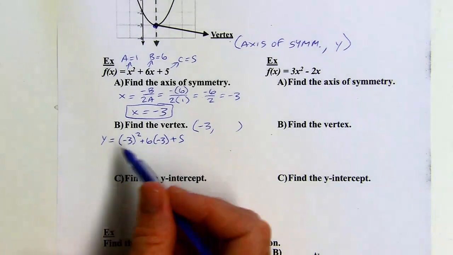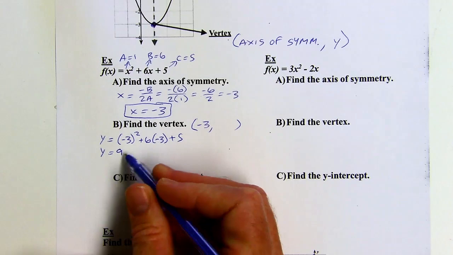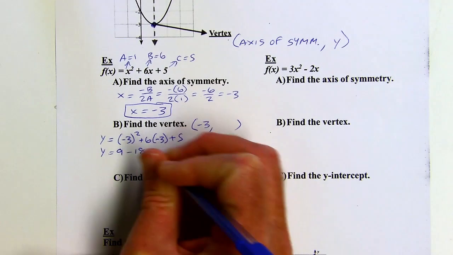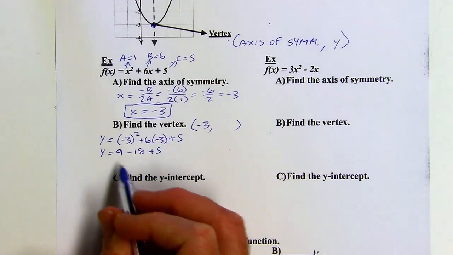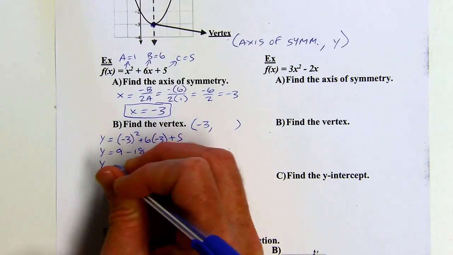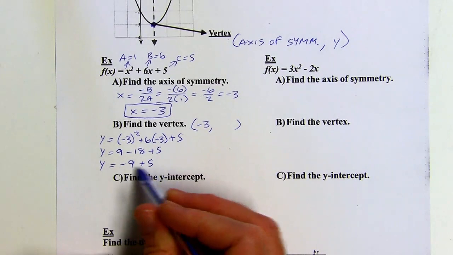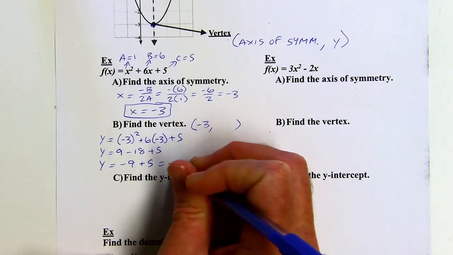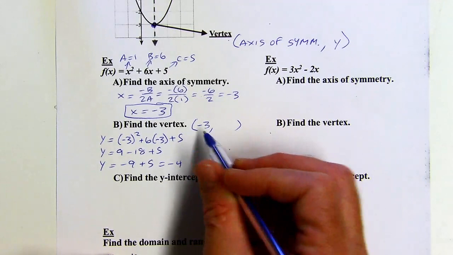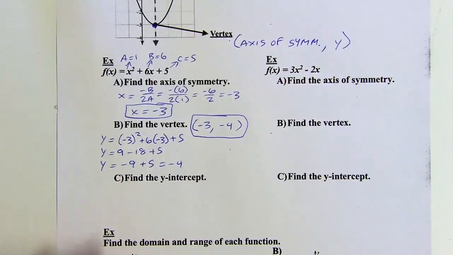So let's see. I'm going to do the exponent first. Negative 3 squared is positive 9. Then I'll do this multiplication. 6 times negative 3 is negative 18. And then I'll do the subtraction, which would give me negative 9. And then finally the addition, negative 9 plus 5 would be negative 4. So that's the y coordinate. So when x equals negative 3, that means y is going to equal negative 4. And there is my vertex.